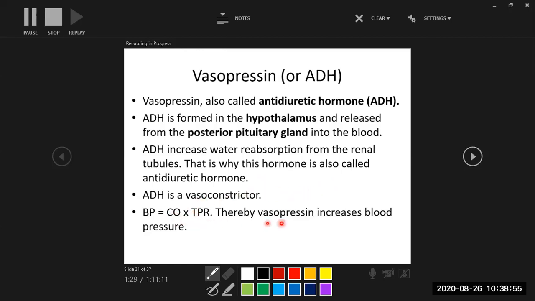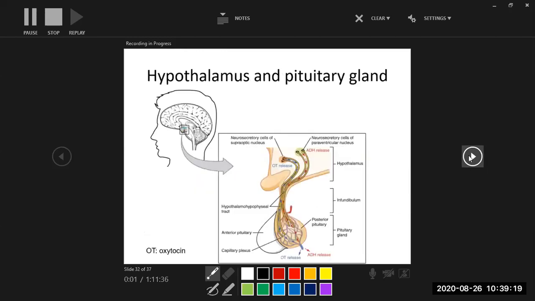But just by itself, it causes a blood pressure increase, because it can cause vasoconstriction to increase the TPR, to retain water, to increase venous return, and that will cause an increase of the cardiac output. CO times TPR, BP increases. So that's the ADH. Let me give you a visual understanding.